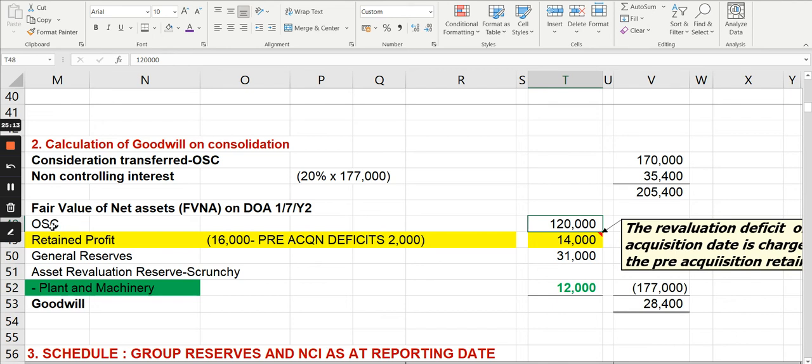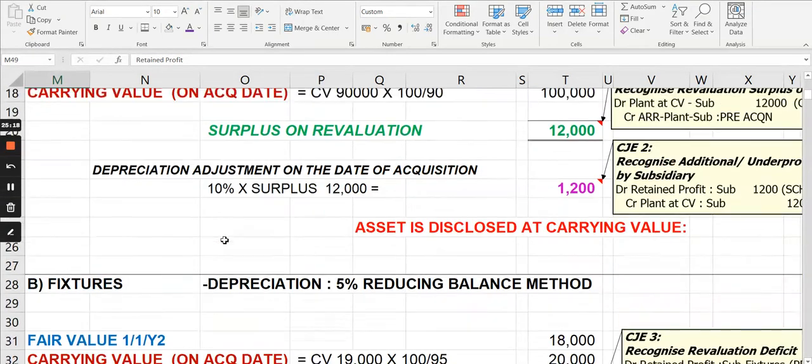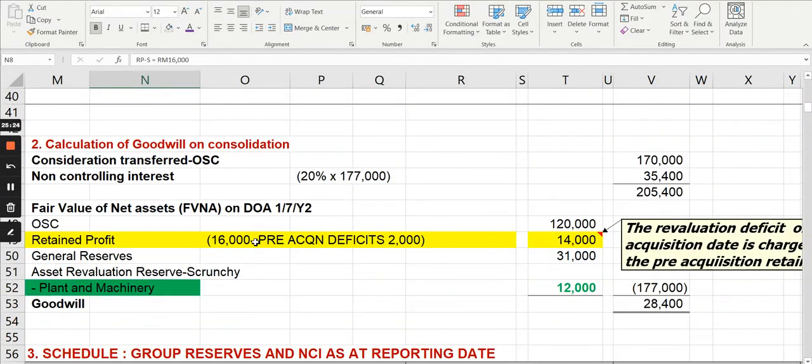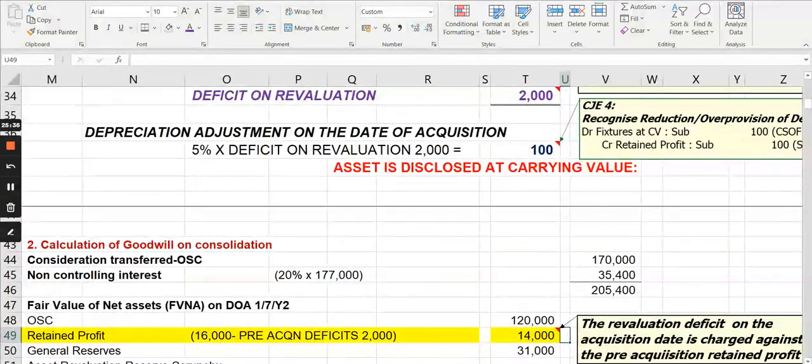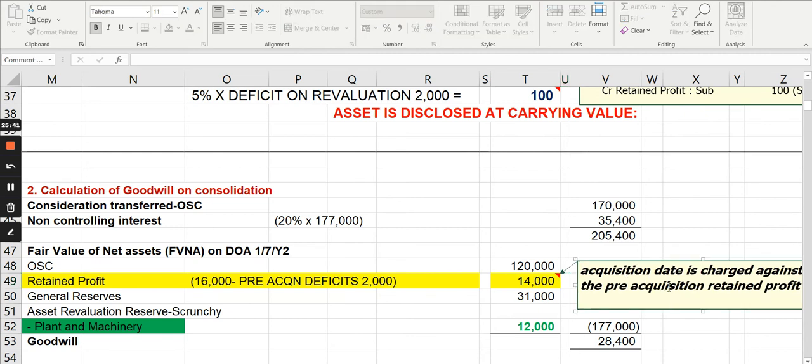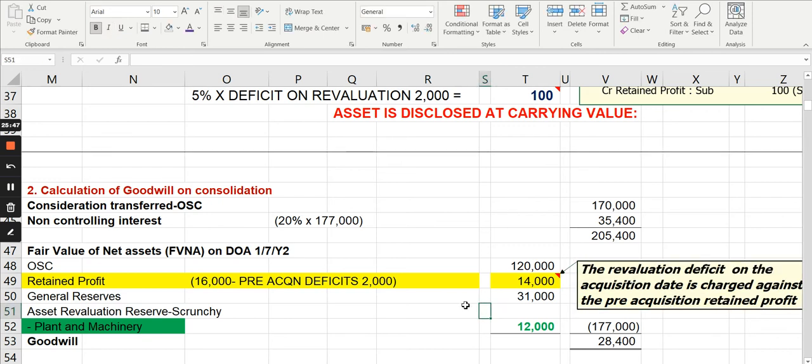In the subsidiary column, retained profit. Okay, for the retained profit, the pre-acquisition balance was 16, but that needs to be reduced with the deficit, because remember we have the pre-acquisition deficit. So reduce that by 2,000. That will give you 14,000. And this deficit is being charged against the pre-acquisition retained profit. $14,000. General reserve, this is general reserve, pre-acquisition general reserve, that is given.